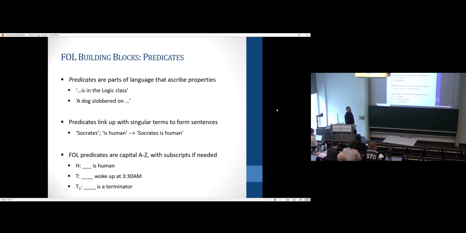More generally, when we think about sentence construction, and this is true in English and eventually in our FOL, predicates link up with singular terms to give us a sentence. We take the proper name Socrates, we take the predicate is human, we jam them together, and we get Socrates is human. Or we take the predicate a dog slobbered on, and we take the proper name Nathan, and we get a dog slobbered on Nathan. So again, this already tells us our base sentence is a predicate and a term.